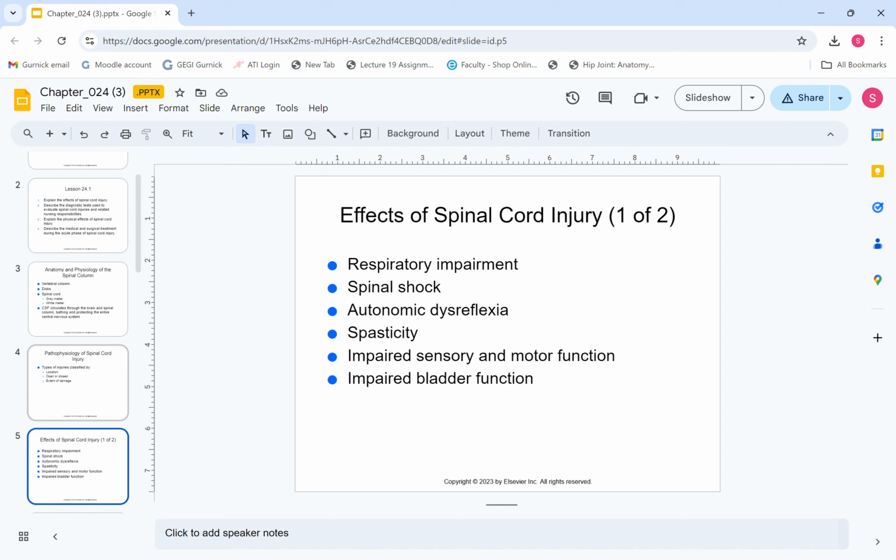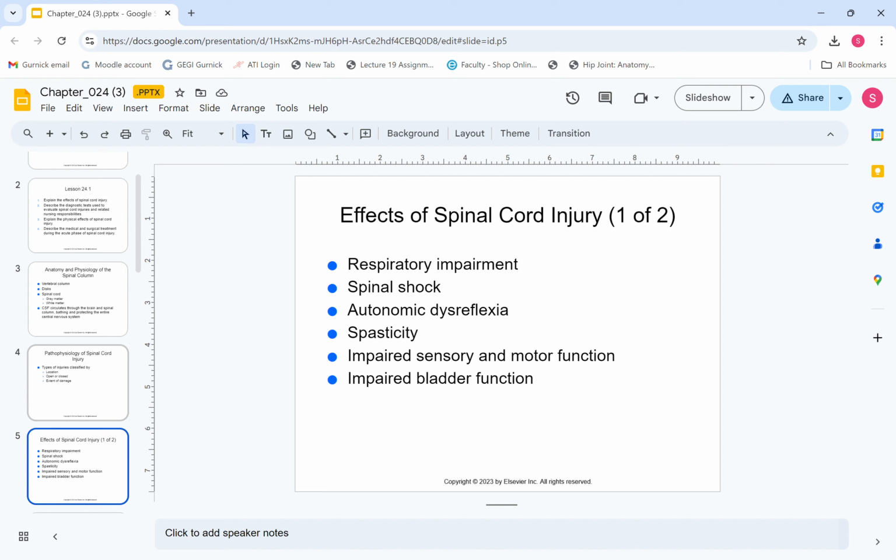But if you have an injury at C5, you will likely still be able to breathe. An injury at C4, you will probably not be able to breathe, which would mean that you'd be on a ventilator for the rest of your life if you had a complete transection at C4 or above. So you guys, I would write that down. An injury at C4 and above would mean you cannot breathe.